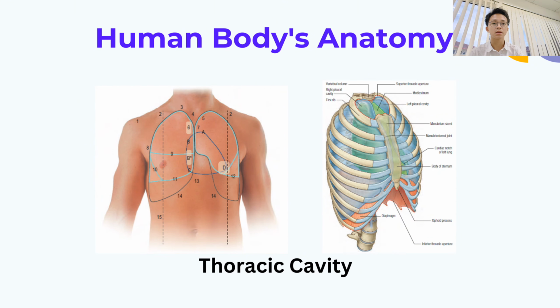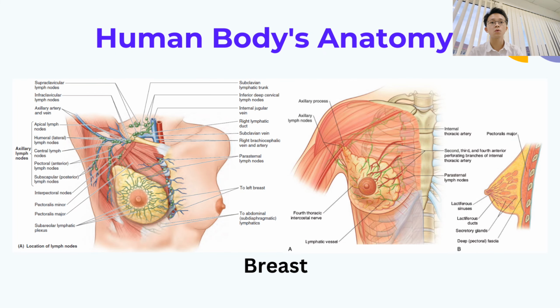The thoracic cavity can be divided into the mediastinum and pleural cavity. The mediastinum is the central compartment of heart, vessels, trachea, and esophagus, while the pleural cavity is where the lung sits on either side. Next, we look at breast anatomy.